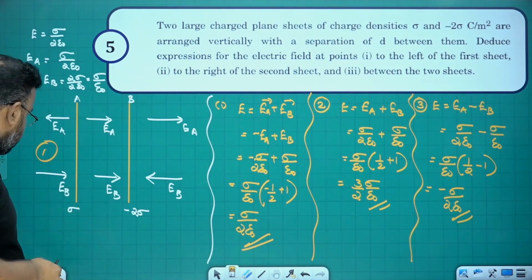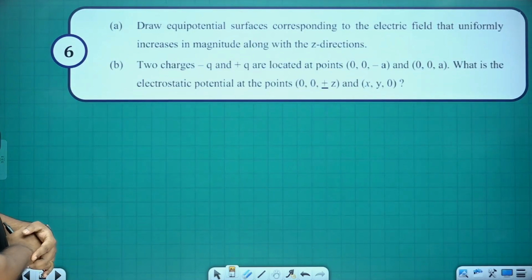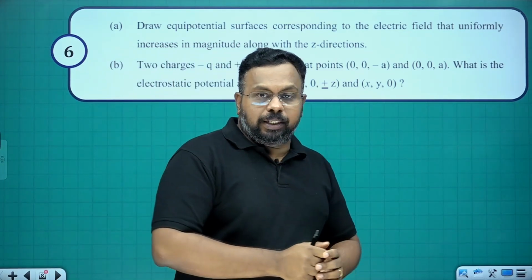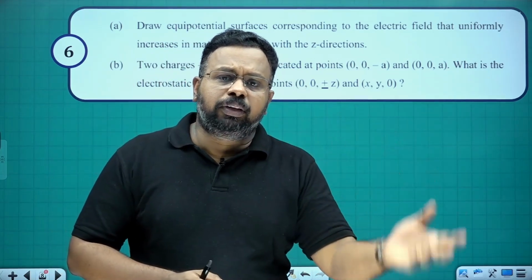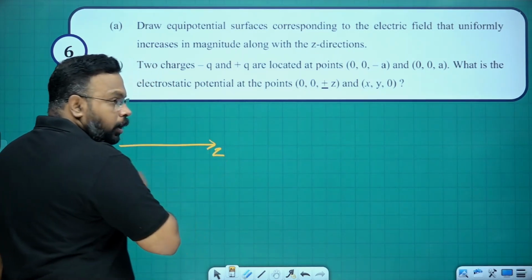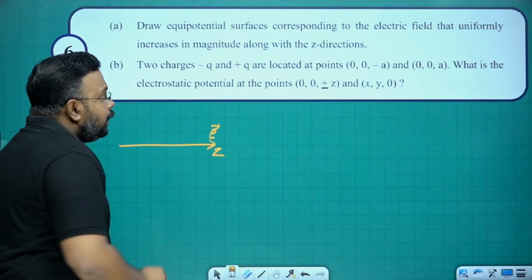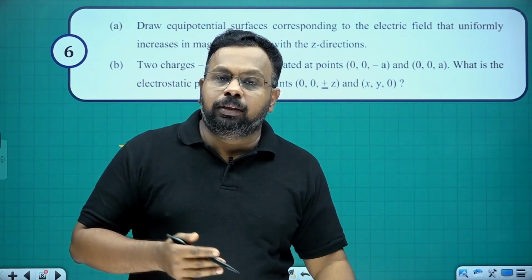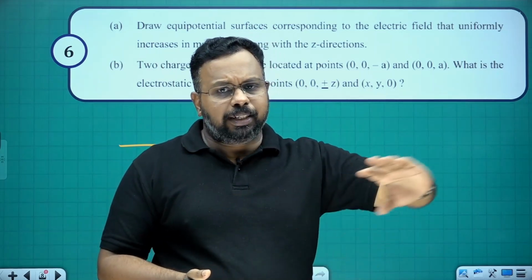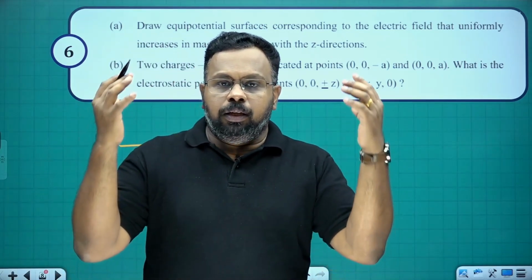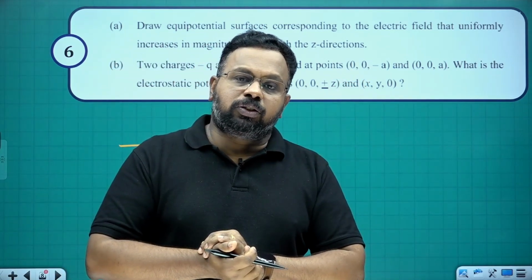Question number 6. Draw equipotential surface corresponding to the electric field that uniformly increases in magnitude along the z direction. So the direction of the field is given as z. The electric field is going along the z direction, but it is given that the magnitude of the field is uniformly increasing. Magnitude is increasing, direction remains the same.